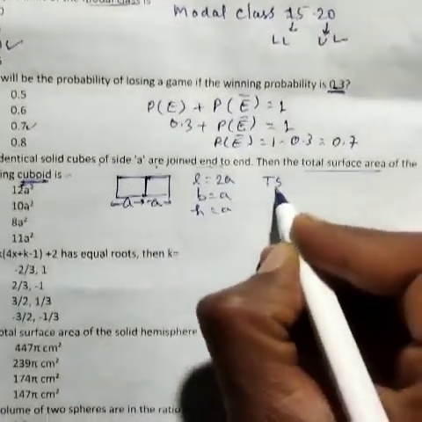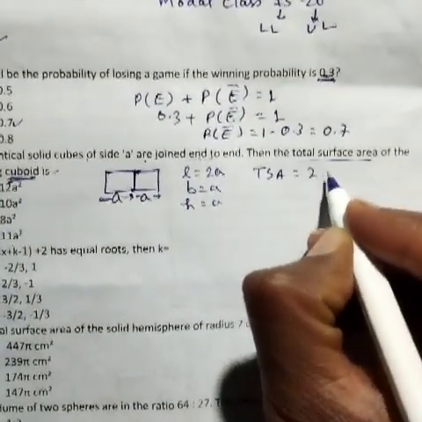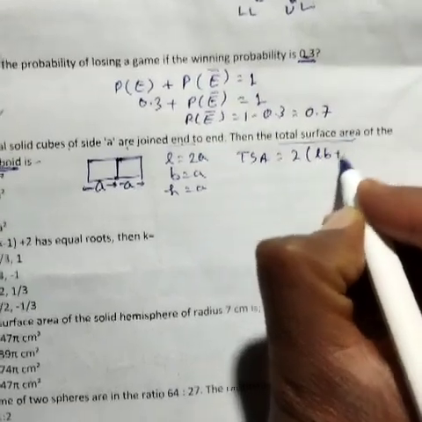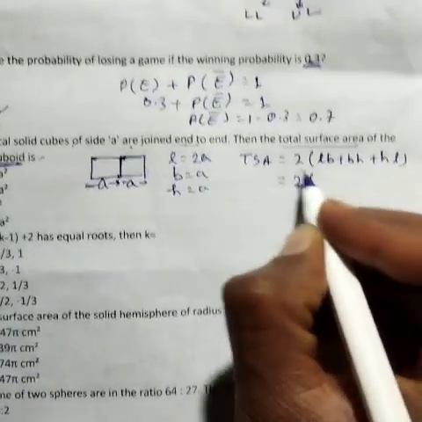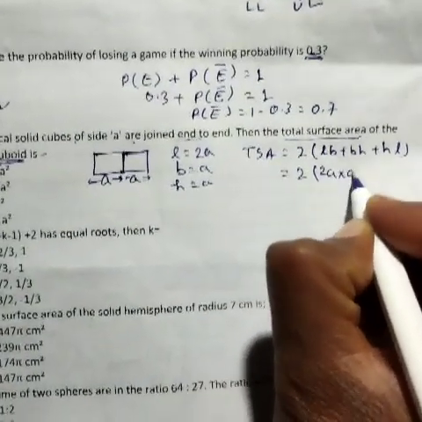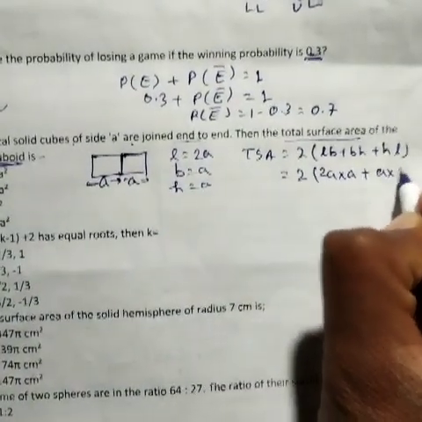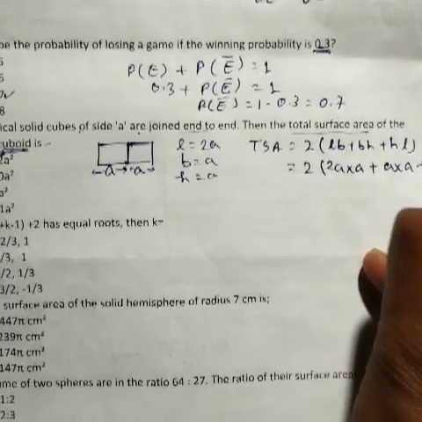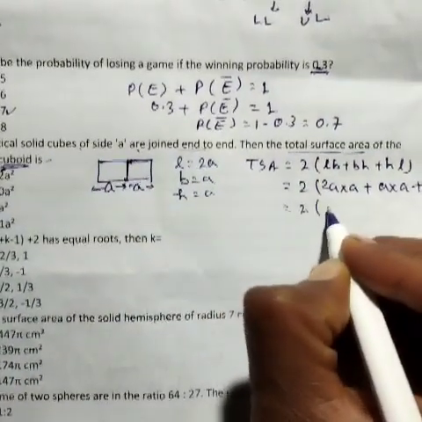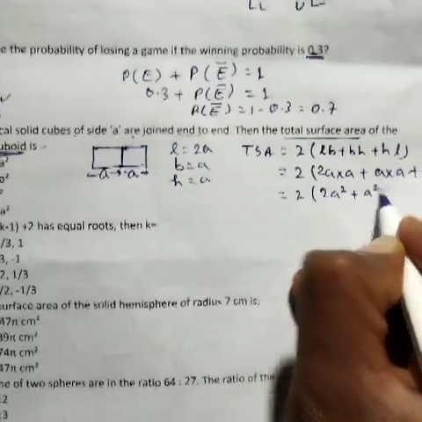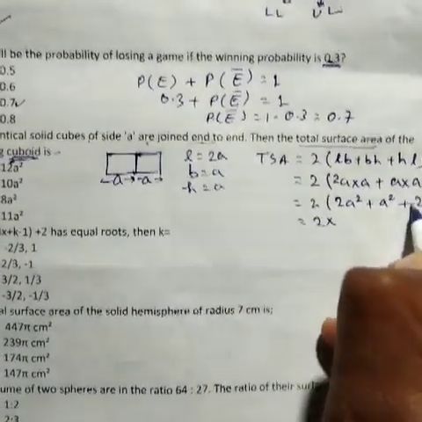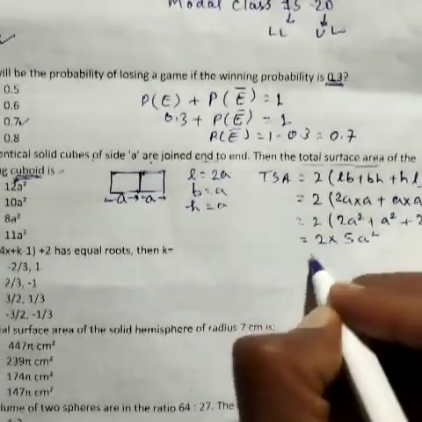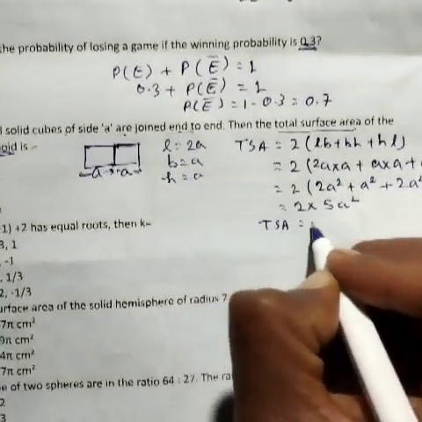We know that the total surface area of a cuboid is 2 times (LB plus BH plus HL). Here the value of L is 2a, and the value of B is equal to a. So 2 times (2a into a, plus a into a, plus a into 2a). It will become 2 times (2a square plus a square plus 2a square). It will form 2 into 5a square. Now the total surface area of the resulting solid is equal to 10a square.